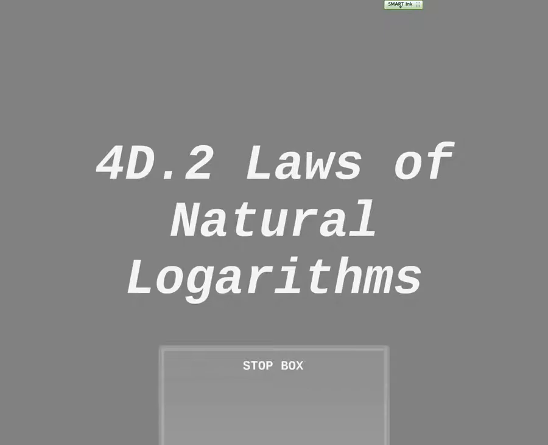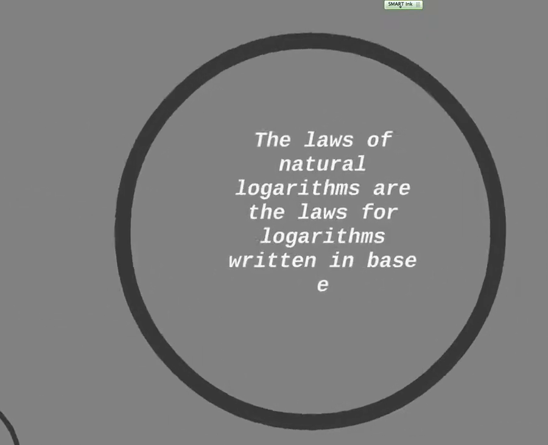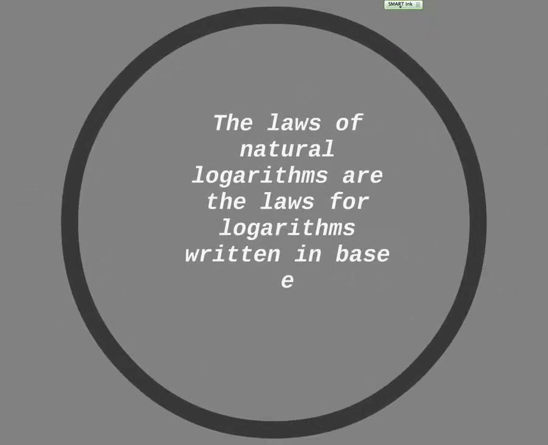So one thing we'll see is that these laws are exactly the same as the laws that we have already talked about. So the notes are pretty short since it's so similar to things that we've already done. So the laws of natural logarithms are the logs from logarithms written in base E. So we already talked about the logs in base A or base C, which means it could be any kind of letter or number, any base.